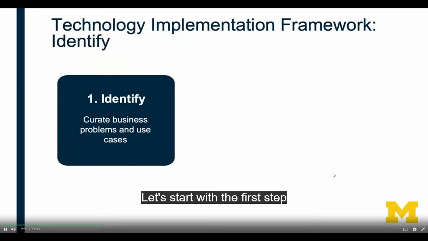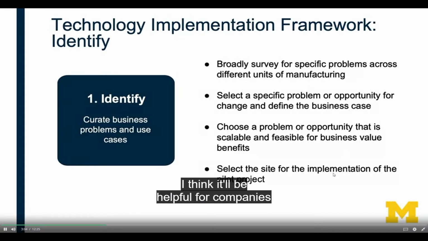So let's start with the first step of identifying the business case. I think it'll be helpful for companies to start with a broad survey of the different problem areas that they're seeing in different units in the manufacturing organization, so that they can prioritize, identify the correct set of problem areas that they want to solve, and then prioritize based on feasibility of execution, the business value benefits, etc. For the specific problem or business case that they're deciding on, they also need to think about scalability as well.